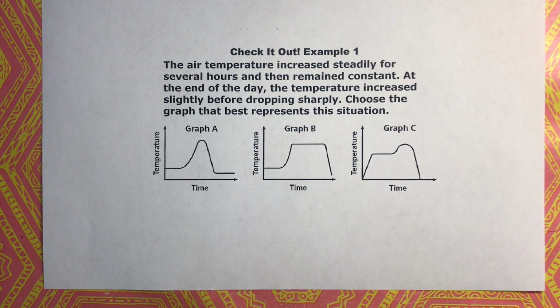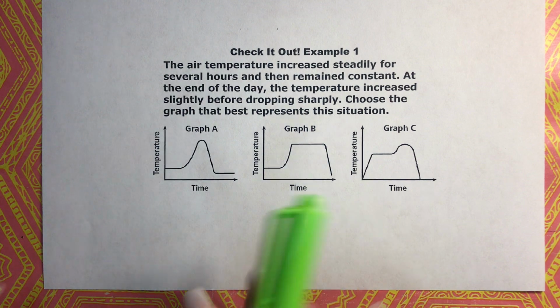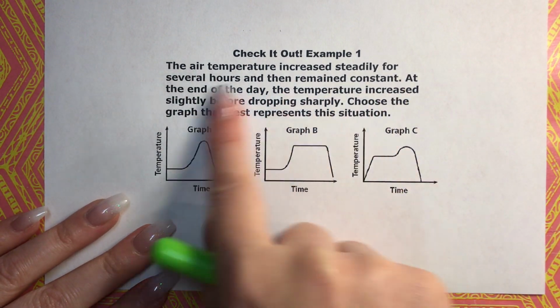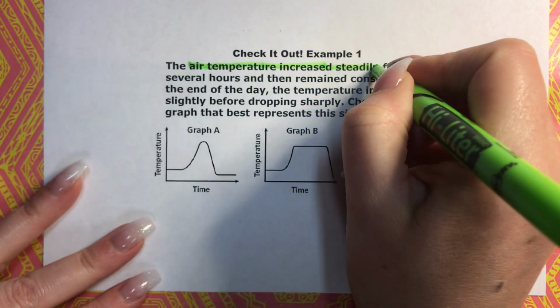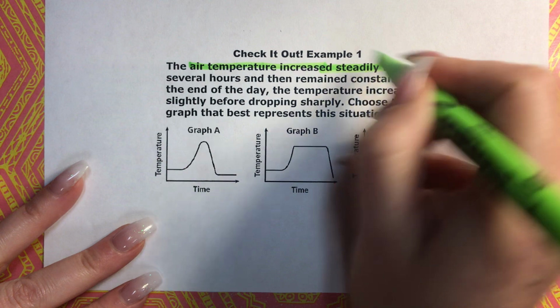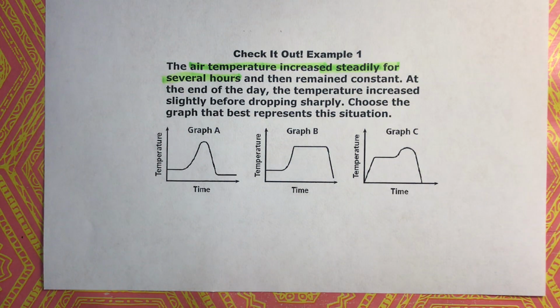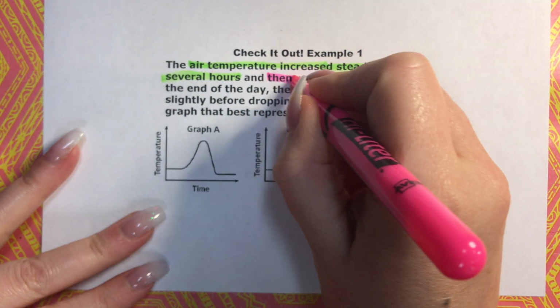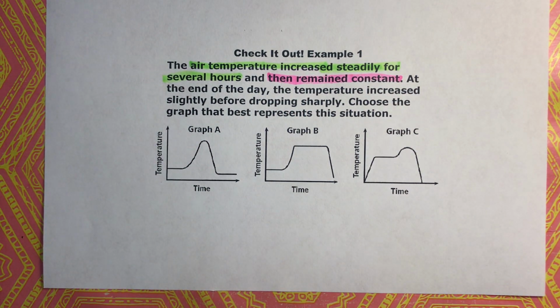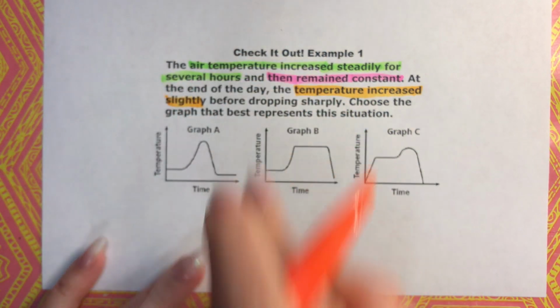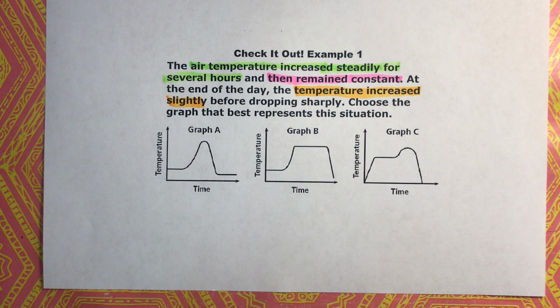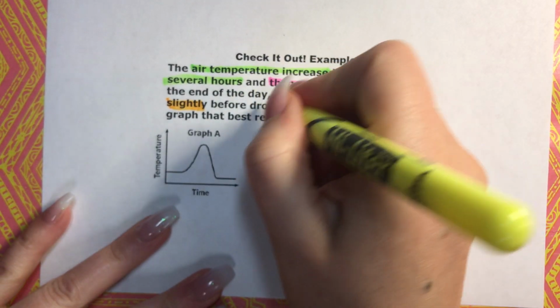So let's go ahead and highlight the key information first. It says the air temperature increased steadily for several hours. Okay. And then what happened? And then it remained constant. The temperature remained constant. At the end of the day, the temperature increased slightly before dropping sharply.